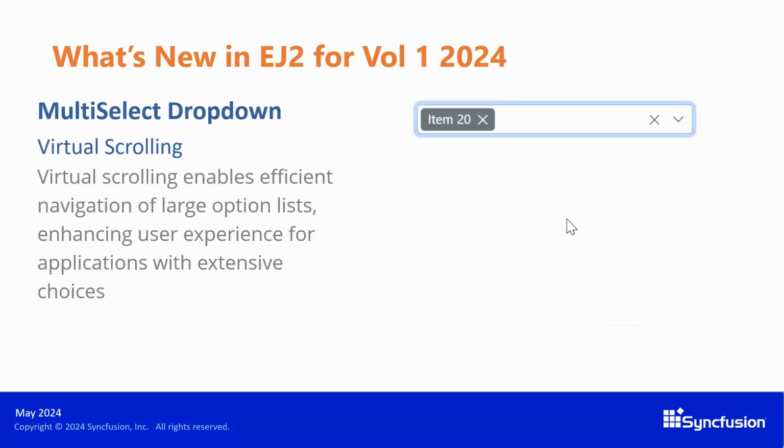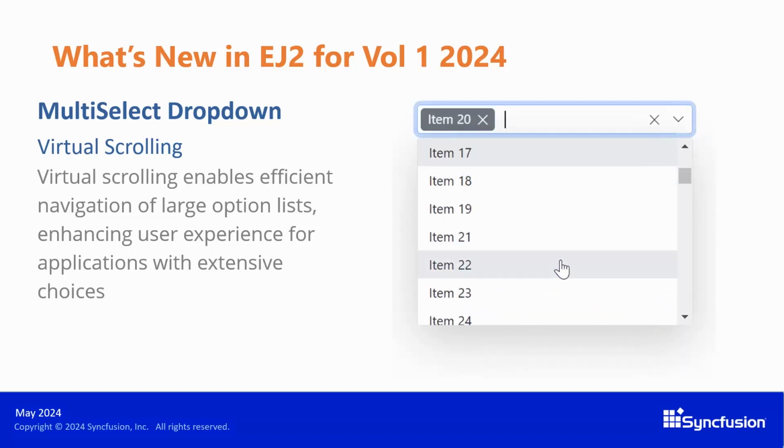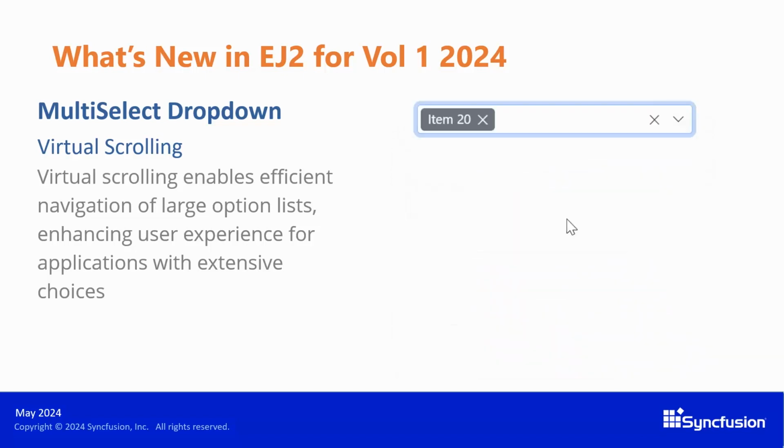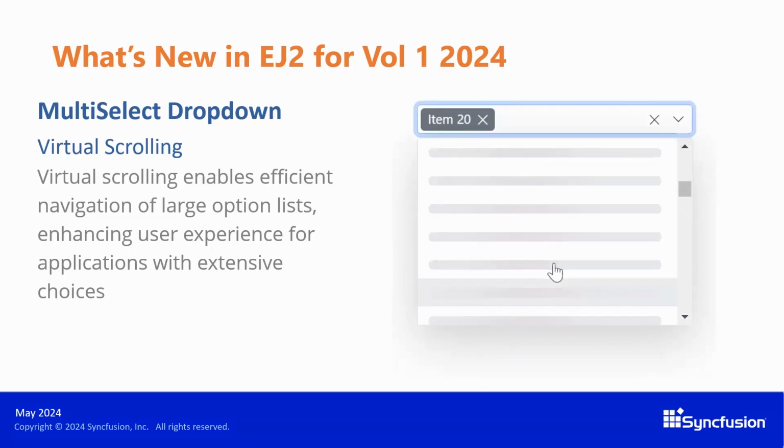The next update is in the multi-select dropdown component. Now we have provided virtual scrolling support for the multi-select dropdown component. This feature enables the user to navigate large lists of options efficiently without the need to load all the items at once.